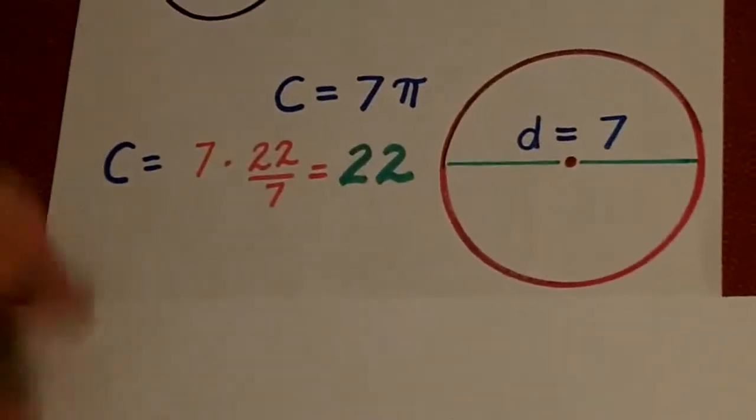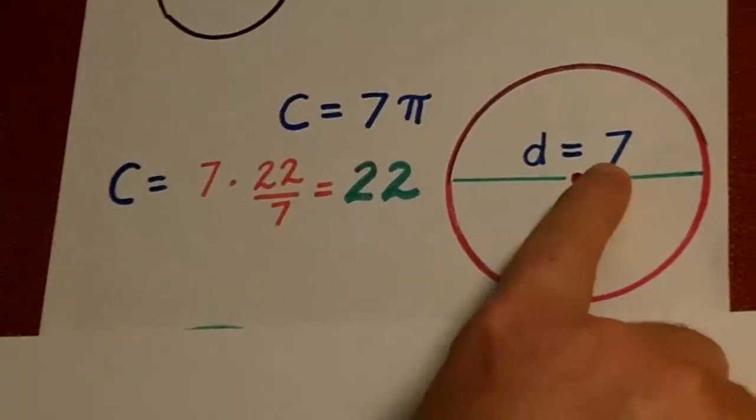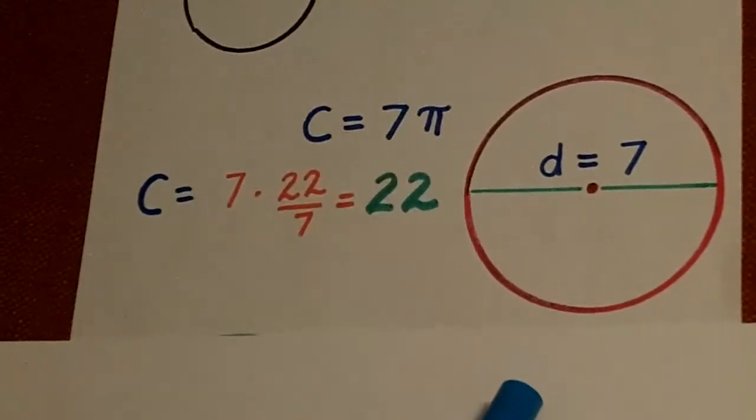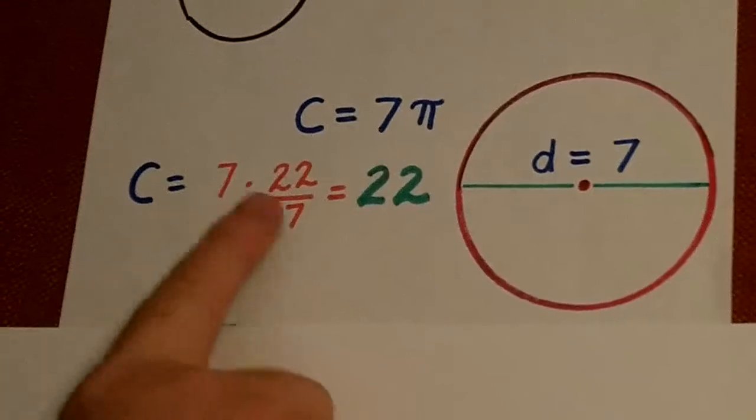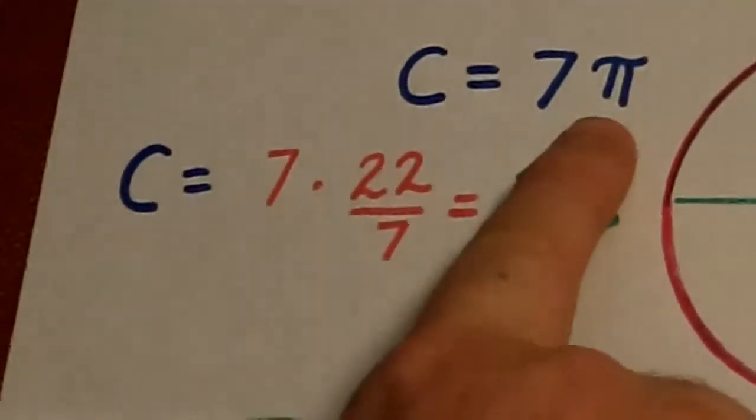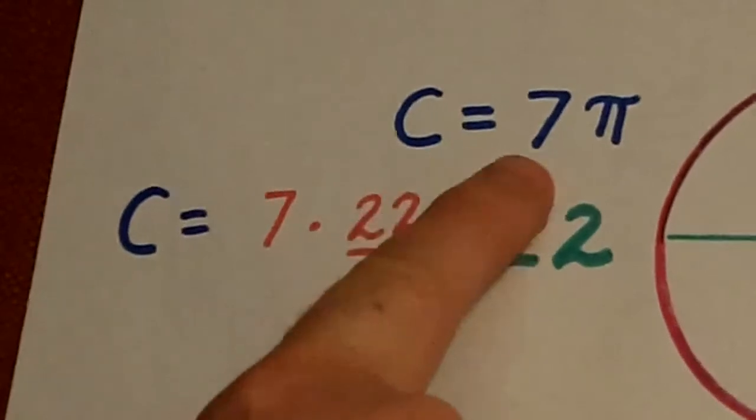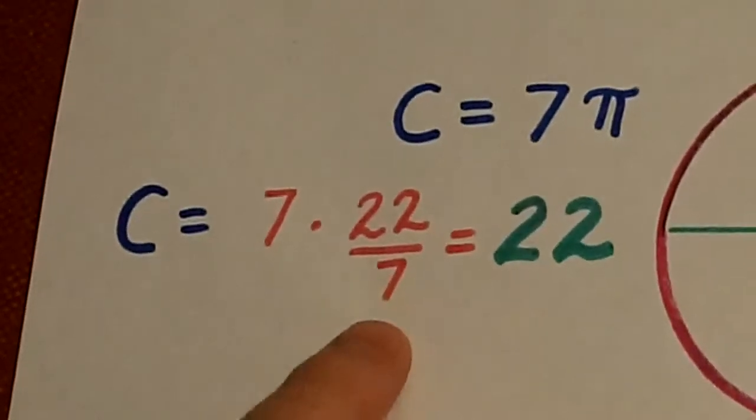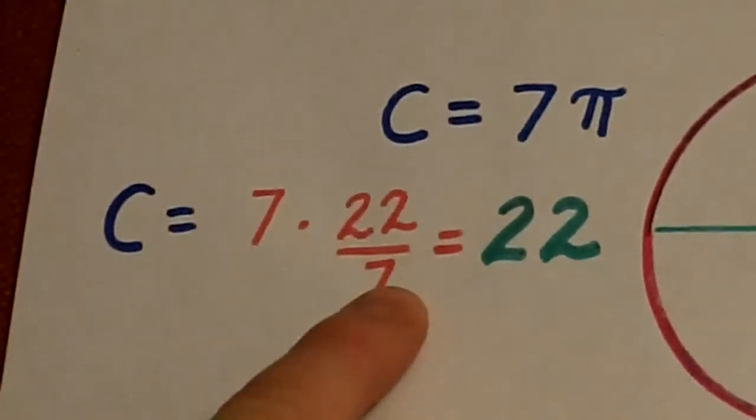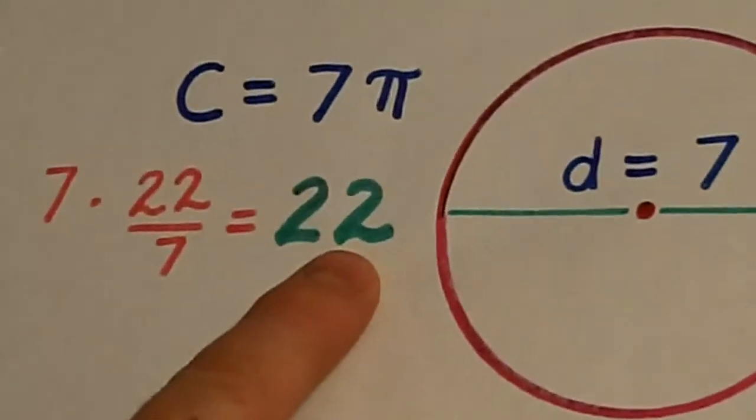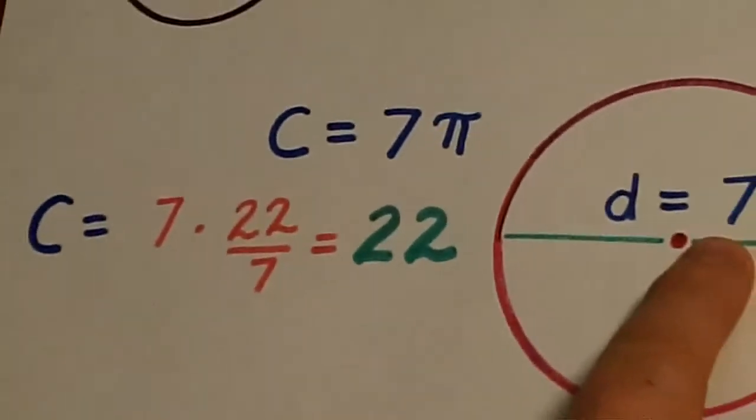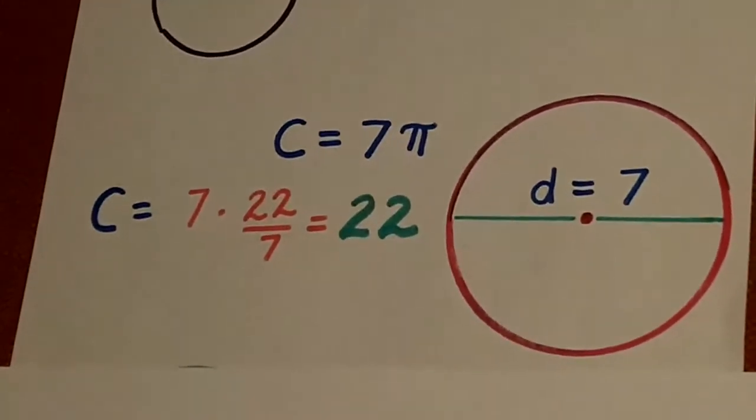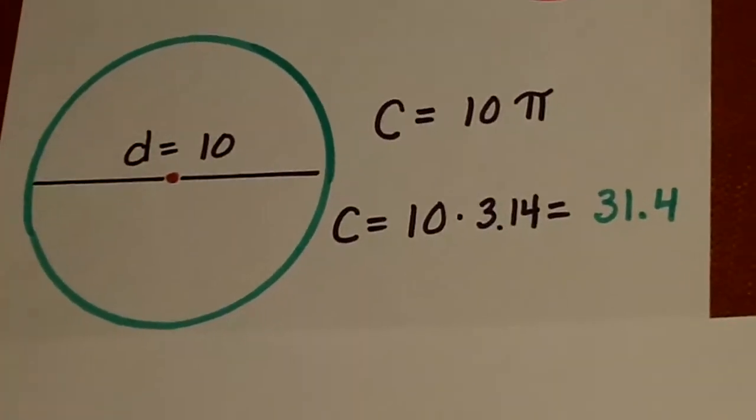Now if we go up a little bit, we see where our diameter is 7. When the diameter is 7 or a multiple of 7, what we can do is use 22/7 as pi. So our circumference is equal to 7, the diameter, times pi. Let's use 22/7 as pi. When these cross cancel, we get our circumference as 22. And let's see if that makes sense. What's 7 times 3? 21. What's a little over 21? 22. Makes sense.